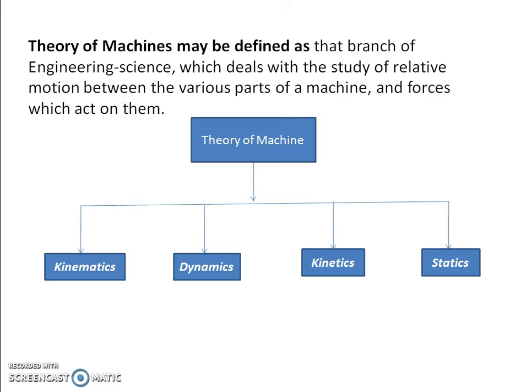Second one, dynamics. It is a branch of theory of machine which deals with the forces and their effect while acting upon the machine parts in motion. Third one is kinetics. It is a branch of theory of machine which deals with the inertia forces which arise from the combined effect of mass and motion of machine parts.